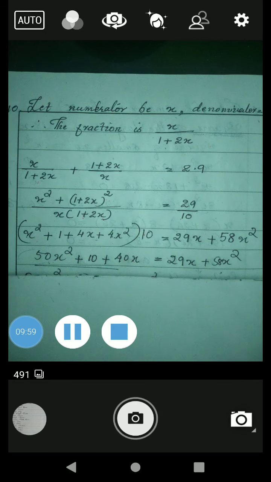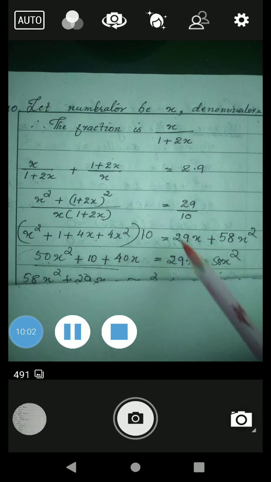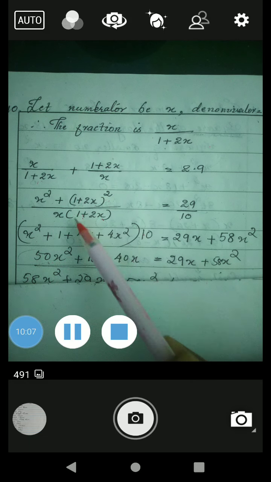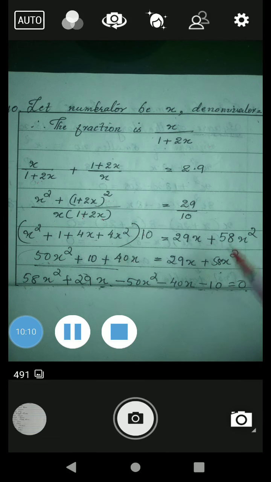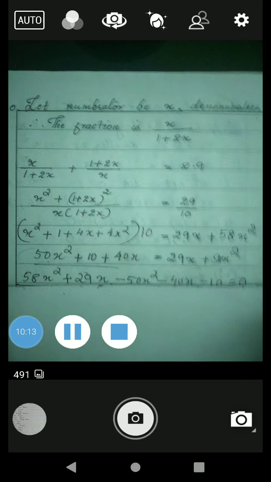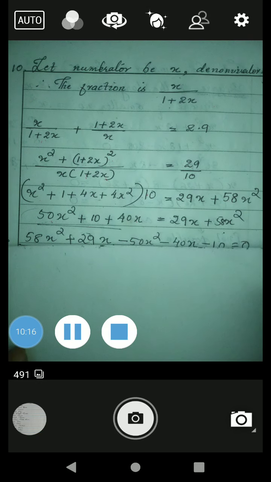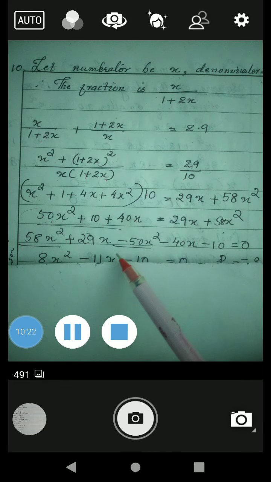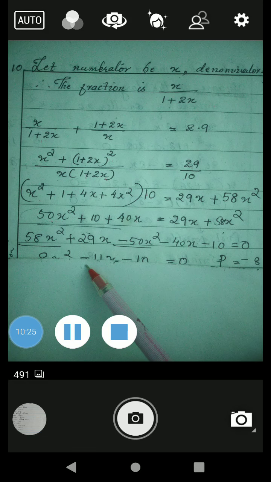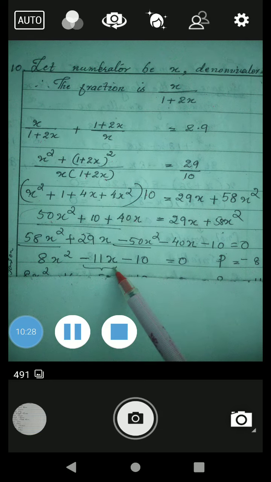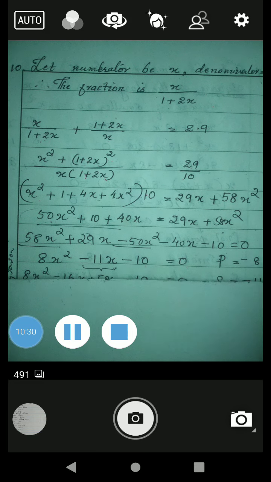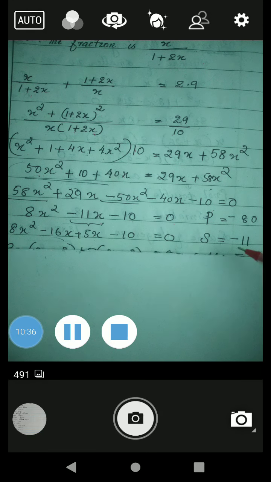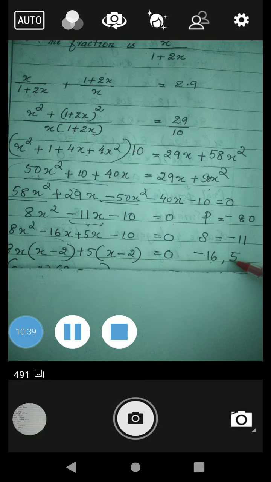And on the right side, transpose this to the right side, you will get 29 into x into 1, 29x, 29 into x into 2x, that is 58x square. And you can rearrange it, transpose these terms to the left side, and after simplifying you will get a quadratic equation, that is 8x square minus 11x minus 10 equal to 0. Using product and sum method you can solve it. Product is minus 80, sum is minus 11. Two numbers are minus 16 and 5.